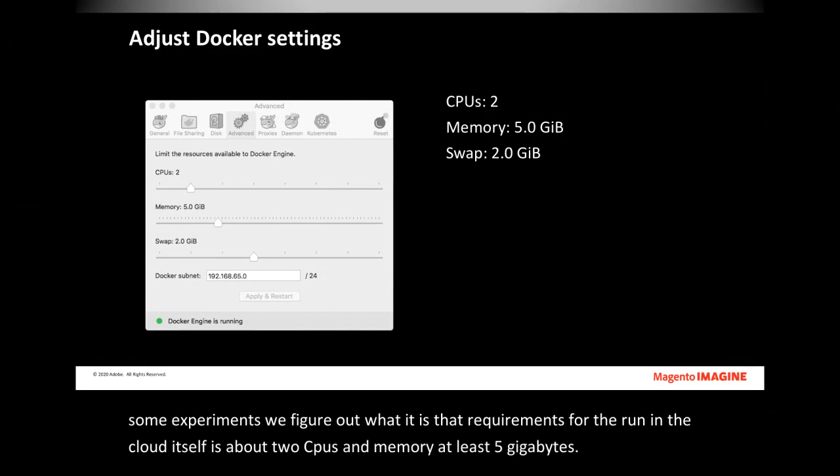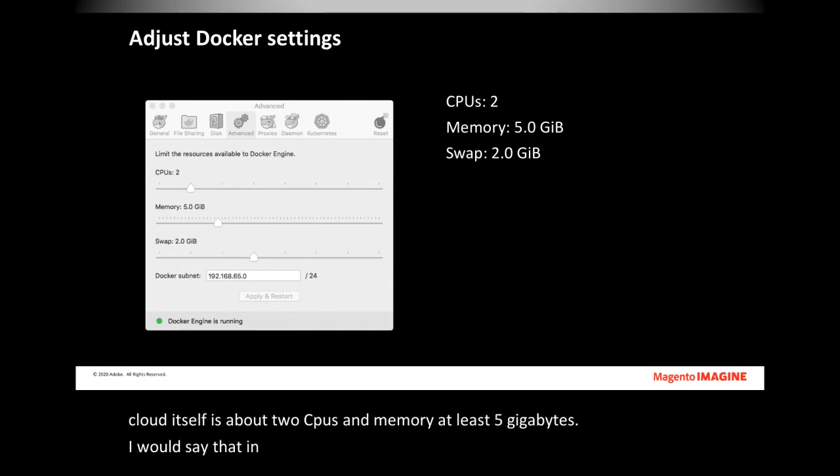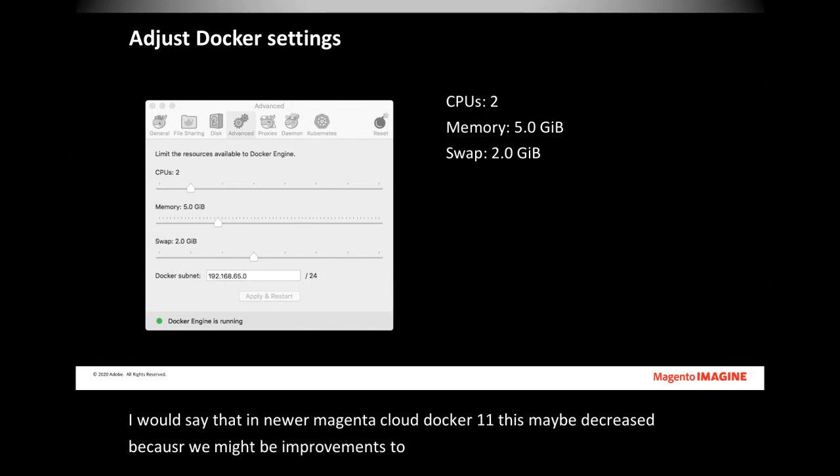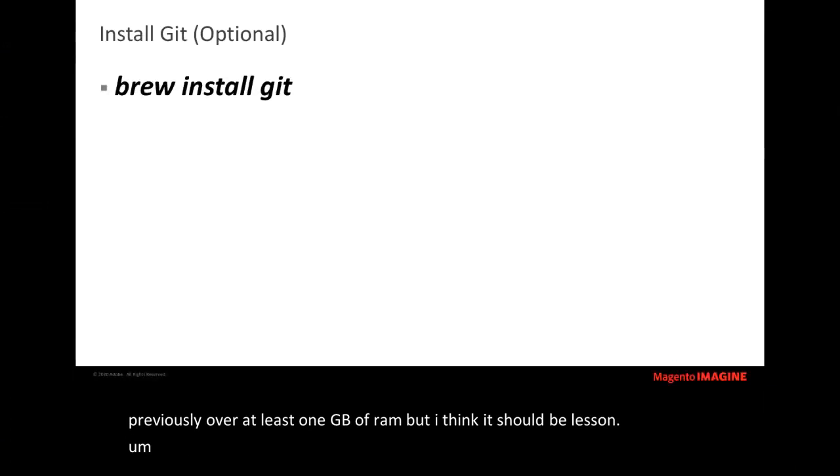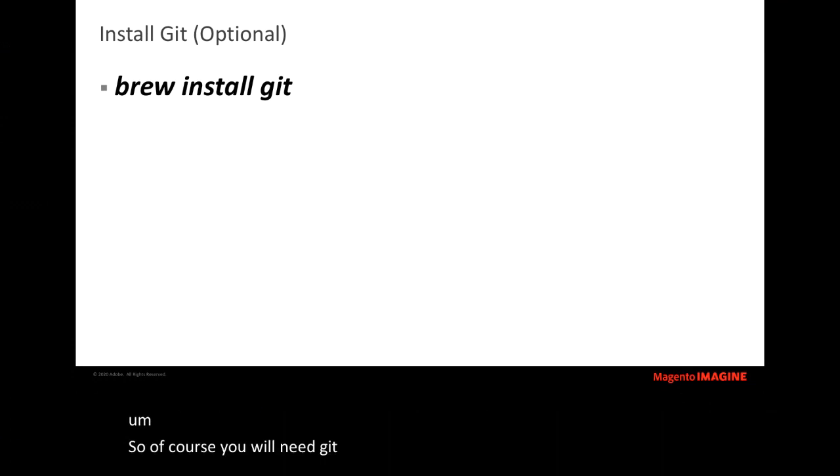I would say that in the newer Magento Cloud Docker 1.1, this may be decreased because we made big improvements to the Elasticsearch service, which previously required at least 1 gigabyte of RAM, but I think it should be less in the new release. It's much less. Of course, you will need Git, because our Magento Cloud template is on GitHub.